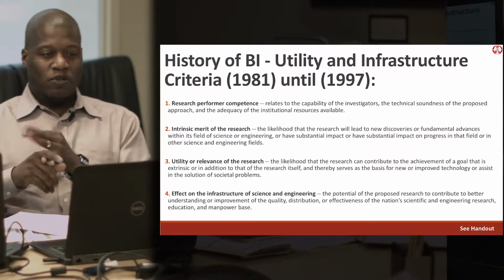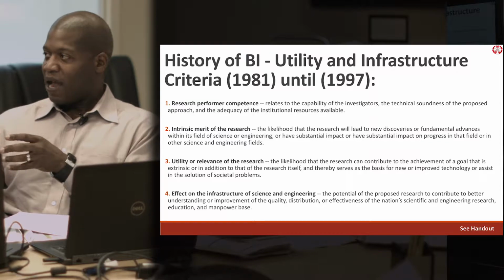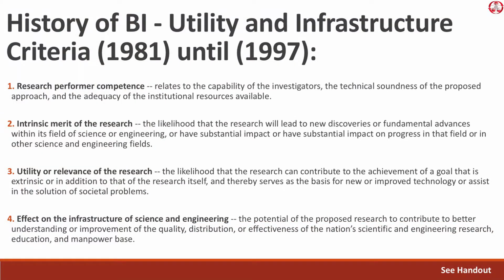The first 2 dealt with research performance competence and intrinsic merit of research. And really what that is, is a combination of the intellectual merit and a couple of added different things. When we begin to think about the utility or relevance of research and the effect of infrastructure on science and engineering, those pieces were really the precursors to what we now call broader impacts.